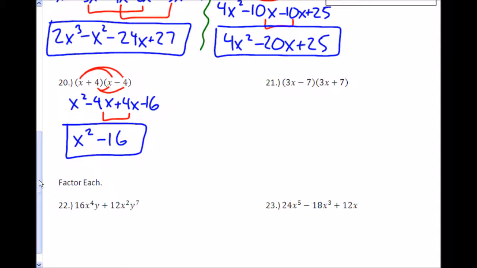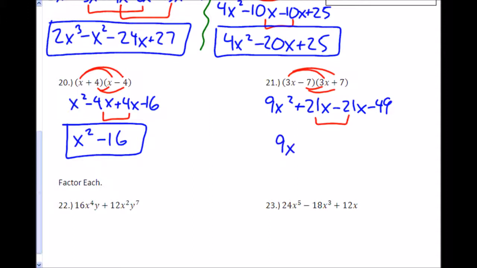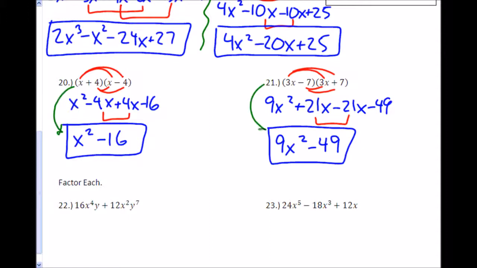Okay, I can do the same thing with the next one. I distribute the 3x, which gives me a 9x squared plus 21x. Then I distribute the negative 7. That gives me a negative 21x minus 49. When I combine the like terms in the center, it gives me a 9x squared minus 49. Once again, it gives me a difference of squares. And keep in mind that we could use a shortcut to skip this middle step. But if you're not familiar with the shortcut, I would recommend just distributing. Okay?